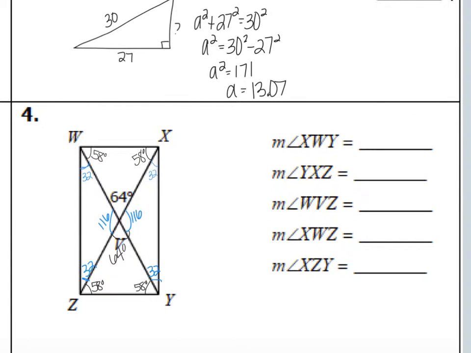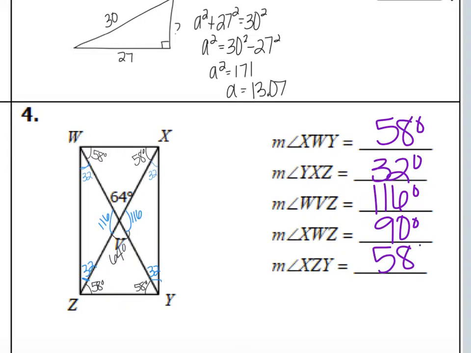Measure of XWY, 58 degrees. YXZ, 32 degrees. WVZ, 116. XWZ, 90. And XZY, 58 degrees. Sorry, guys.